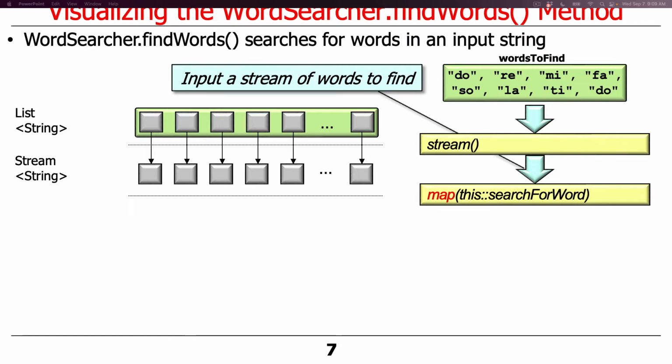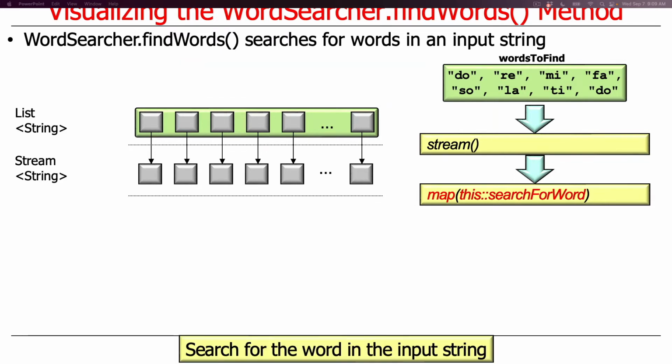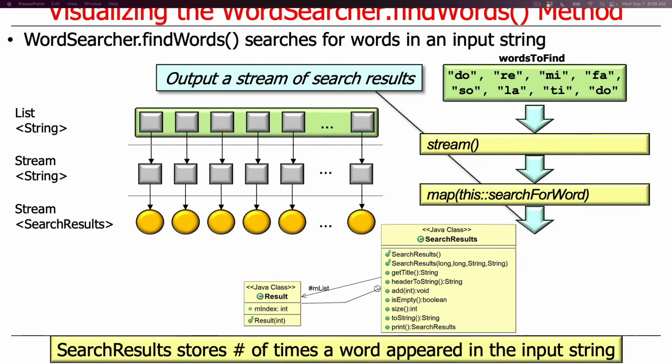And map is an interesting operation that takes every element that's passed in the stream and applies some behavior to it. In this case, the behavior that's being applied is the search for word method, and we pass that in as a method reference, and that will search for the word in the input string for every element in the input stream. So for every one of these strings, do, re, mi, fa, sol, la, ti, or just do, re, mi, fa, sol, la, ti, because we don't have to search for do twice, it'll go ahead and search for that in the input string.